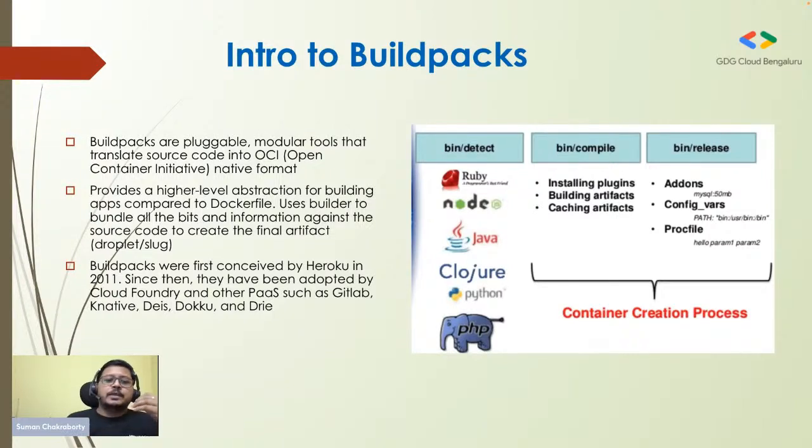Buildpacks in general work with three different phases. One is bin/detect, to help you detect what kind of application development platform you are trying to run. The second is compile. When you detect the kind of application development platform, you need to set up or fetch the corresponding plugins or artifacts that would be needed in building those applications with that particular development framework. And then release is where you finally build out the artifact, expose it, and push it to an OCI-compliant registry. We'll discuss more about this later.